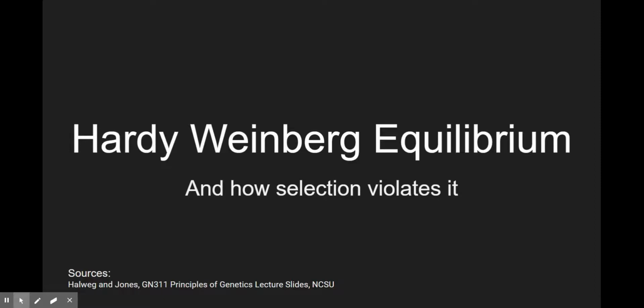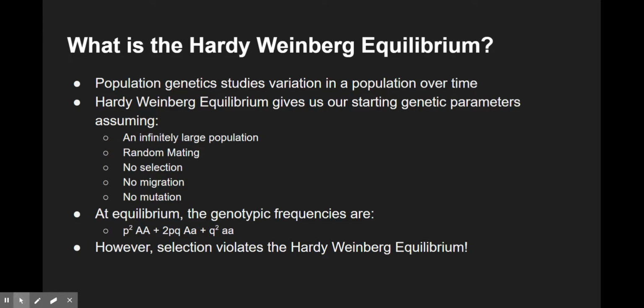In this video, we'll be talking about the Hardy-Weinberg equilibrium and how selection violates it. Population genetics studies the variation of a population over time, and it does so using the Hardy-Weinberg equilibrium. The equilibrium serves as our starting genetic parameters given the assumptions listed here. So, if all these assumptions are met, then we can find our genotypic frequencies using this equation.